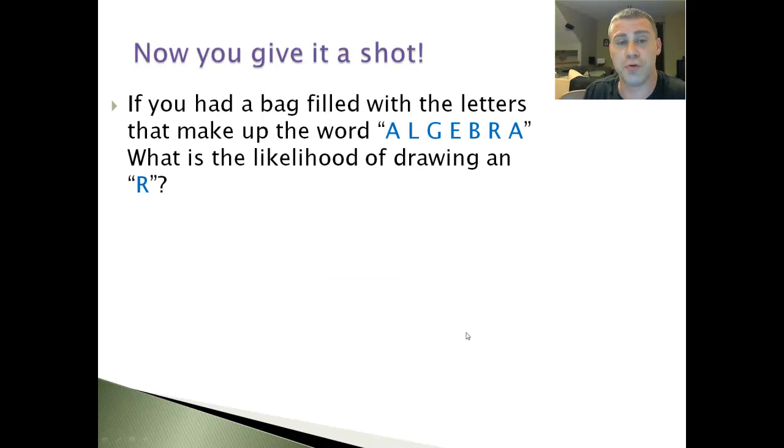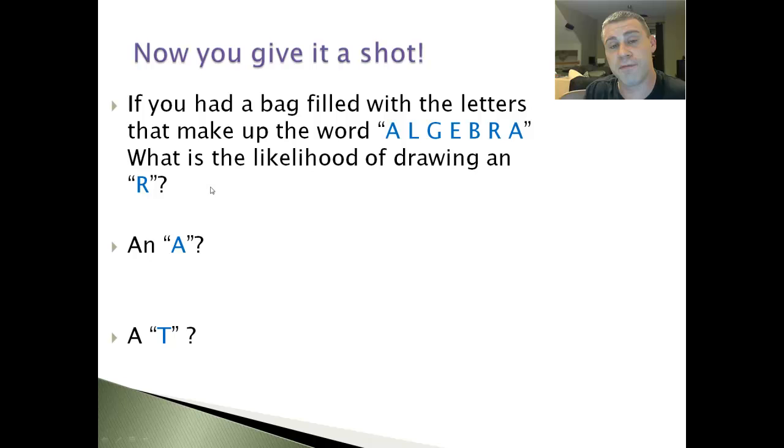So I'm going to have you do a few on your own. Here's the problem. If you had a bag filled with the letters that make up the word algebra, so think like Scrabble tiles, 1 letter per tile. What is the likelihood of drawing an R? First question. Second question, likelihood of drawing an A. And finally, what's the likelihood of drawing a T? I'd like you to pause the video here. Just take a minute, figure it out as best you can. When you've either finished or you've gotten to the point where you can't figure it out anymore, go ahead and start the video back up and let's walk through this.